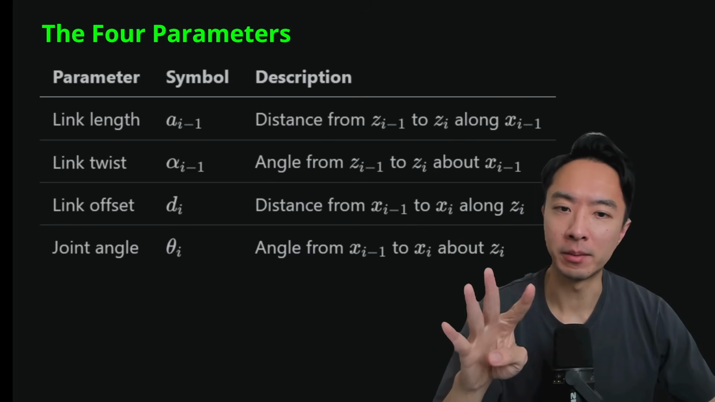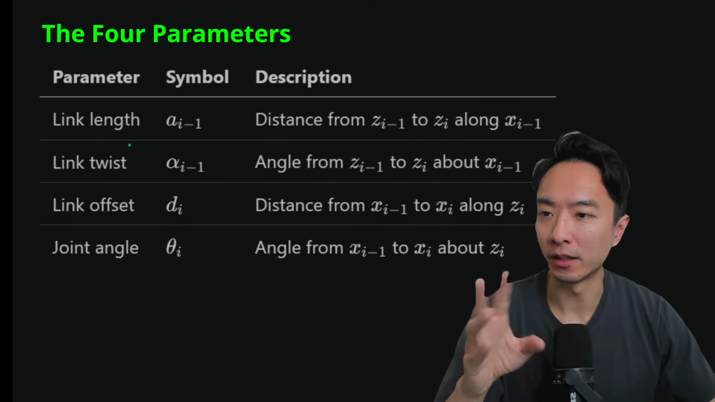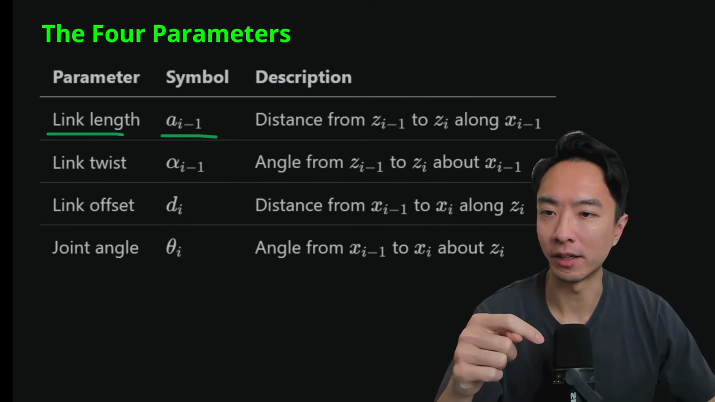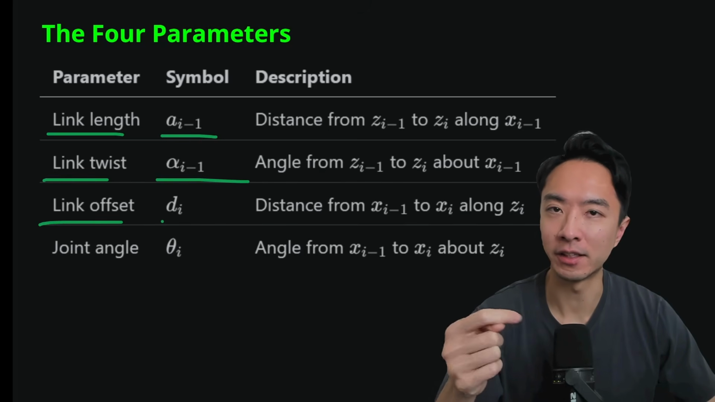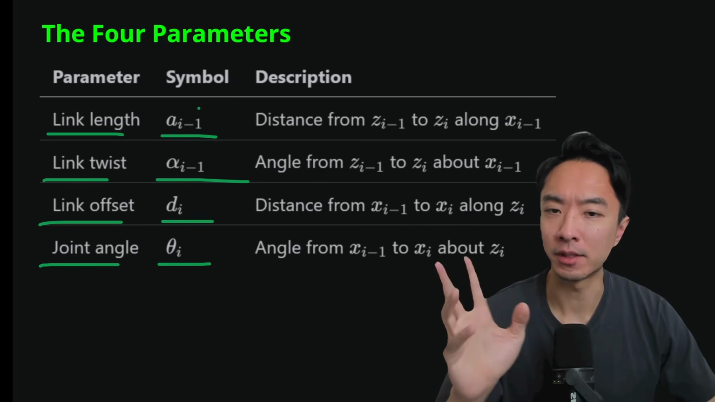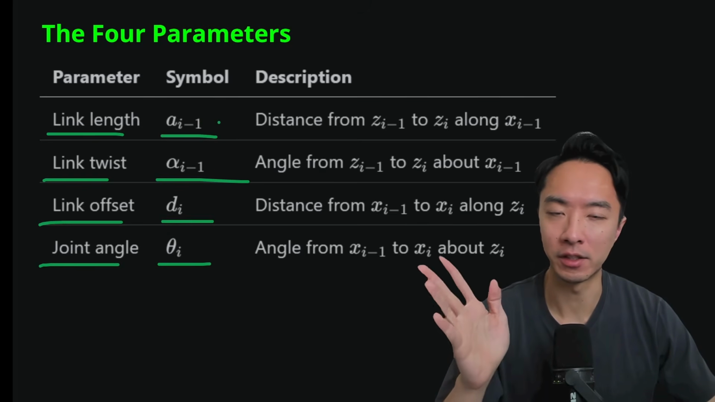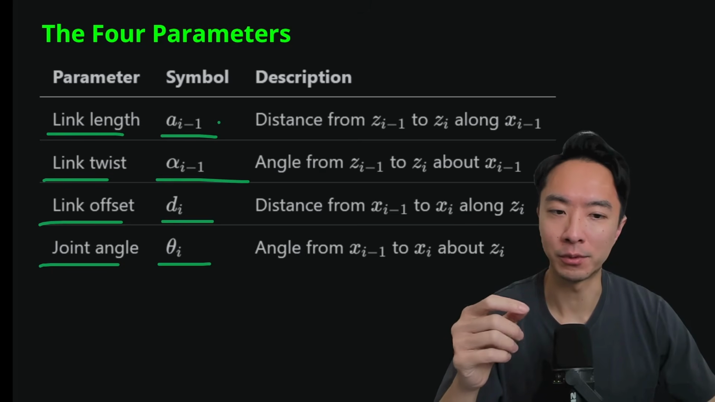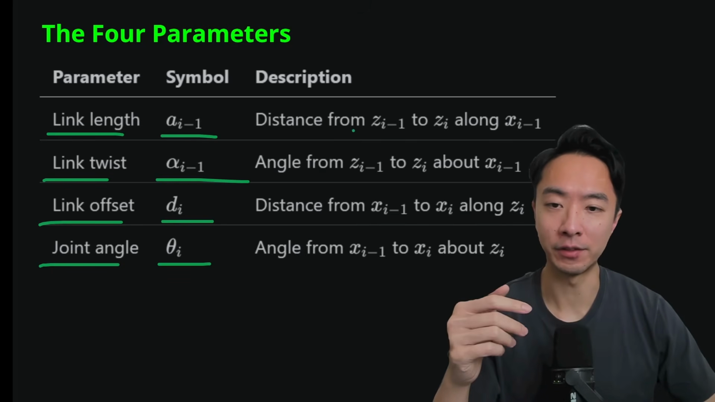So there are four main parameters. We have right here link length, the a parameter. We have link twist, alpha, link offset, d_i, and then the joint angle theta. The subscripts here just tell us the different relative frames that we're looking at. That's kind of how they defined it.